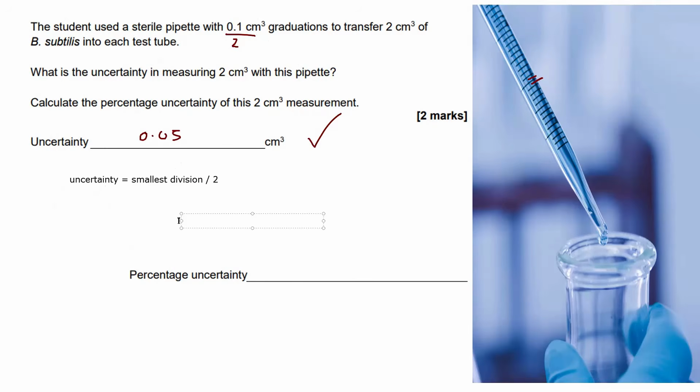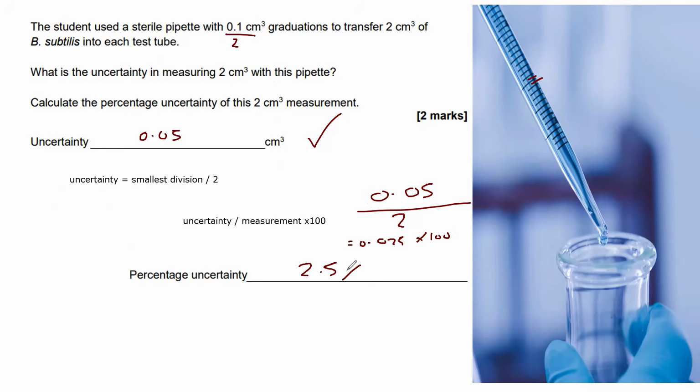Right, we need to do the percentage uncertainty. There's a calculation for that. And the percentage uncertainty is just your uncertainty divided by the measurement, and then times 100. And the uncertainty is 0.05. Anytime you use this pipette, there will be an uncertainty of 0.05. The measurement we made is 2. So that divided by that is going to give us something like 0.025. And then we're going to need to times 100, and that's going to give us 2.5%.